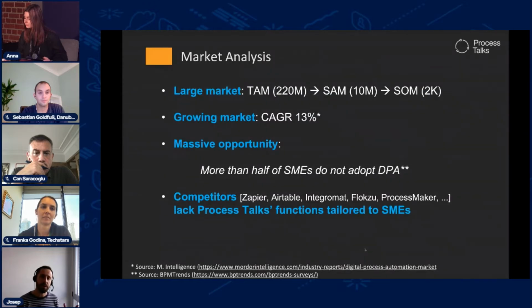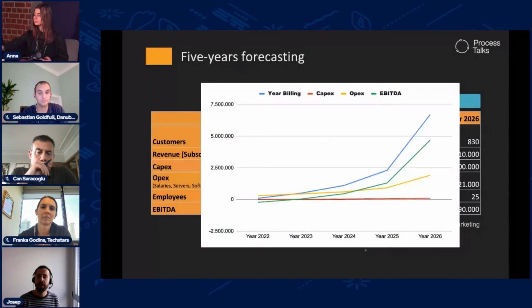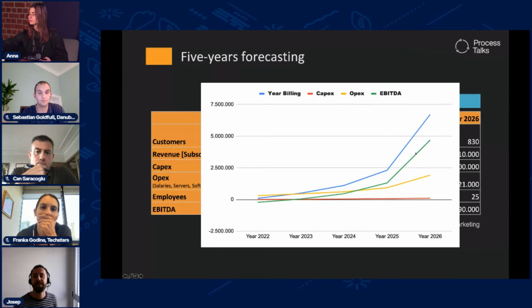So we are talking of a large and growing market and massive opportunities for SMEs today. And we have designed features that are especially tailored for SMEs. We are building a SaaS, and our costs are operational costs. As you can see, the blue line is the billing, the green line is the predicted EBITDA, and the yellow line is the operational cost, which stays more constant during this growth.